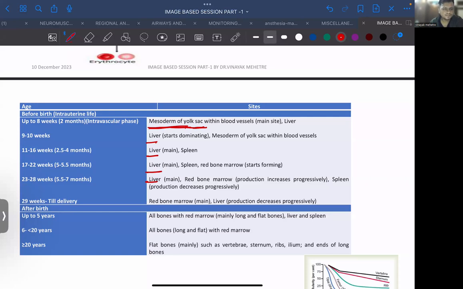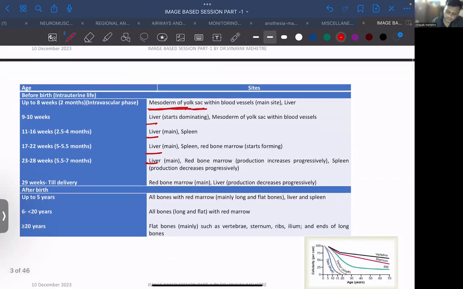Okay, liver. Now comes physiology, this question will come in paper 1. When will red bone marrow start? That is going to start from 17 weeks. It is going to start from 17 weeks. Okay.